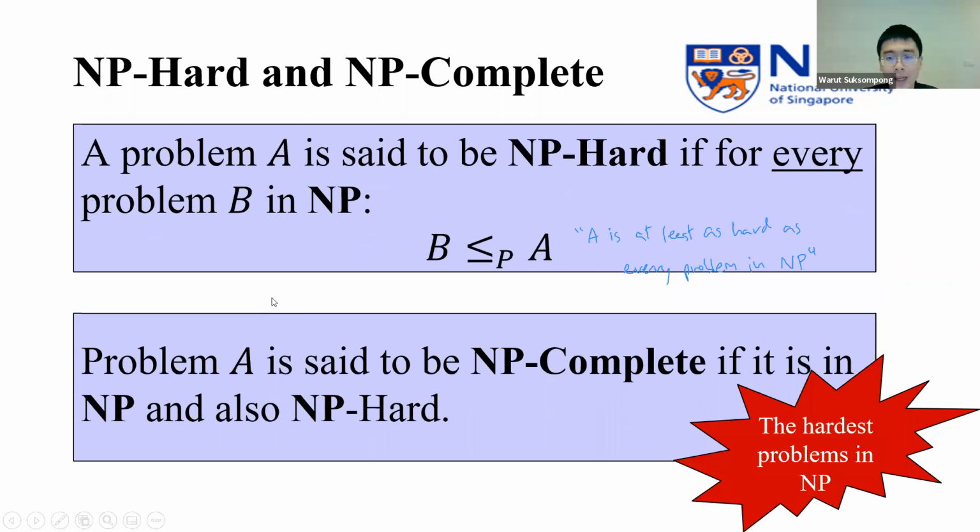And then NP completeness. A problem is said to be NP complete if two things hold: it's in NP and it's also NP hard. So it's like the hardest problems in NP. For NP completeness, we know that this problem is in NP, and at the same time it's NP hard, so it's at least as hard as every problem in NP. That means this problem is among the hardest problems in NP.